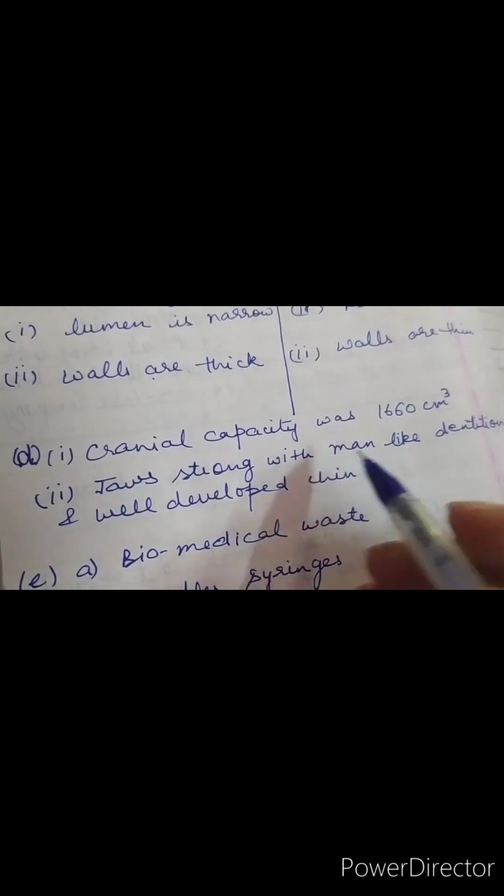Question number 4 is, mention two features of Cro-Magnon man. So you can write any two features. Its cranial capacity is 1660 cubic centimeters approximately, and jaws are strong with man-like dentition, and they have a well developed chin. Now you have to study a diagrammatic question.